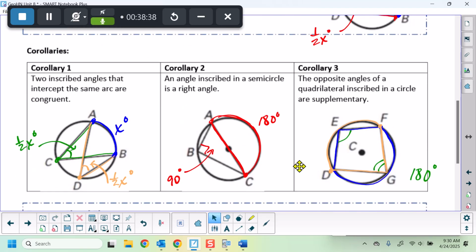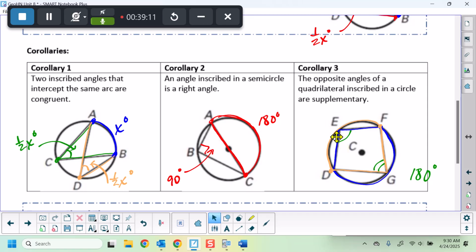All right, corollary number 3, and this one's kind of cool. If you have a quadrilateral inscribed inside a circle, so if something is inscribed, its vertices are on the circle. Do you remember when we were making our angle bisectors that gave us a circle that was inscribed inside the triangle? Inscribed is inside. That quadrilateral is inscribed. It's inside of that circle.